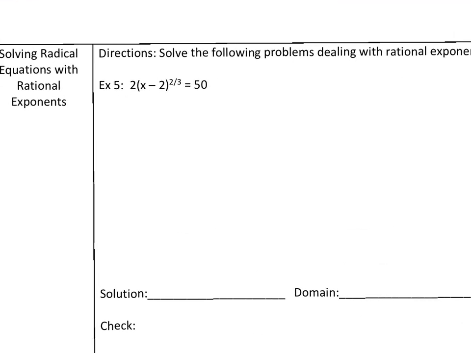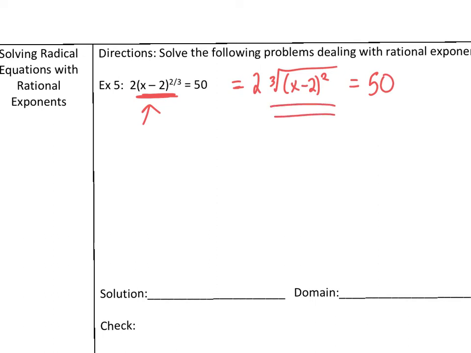So basically, if I rewrote this problem, would you agree that this is the same thing as 2 times the cubed root of x minus 2 squared equals 50? Wouldn't that be the same thing? Okay, so when you see something written like this, don't get super confused and think that you're not dealing with a root anymore, okay? Because you still are. I would prefer that you just leave it written like this, but if you feel the need to write it out like this, that's totally fine too, okay?